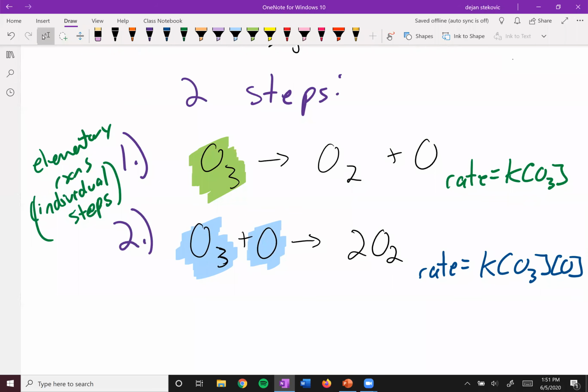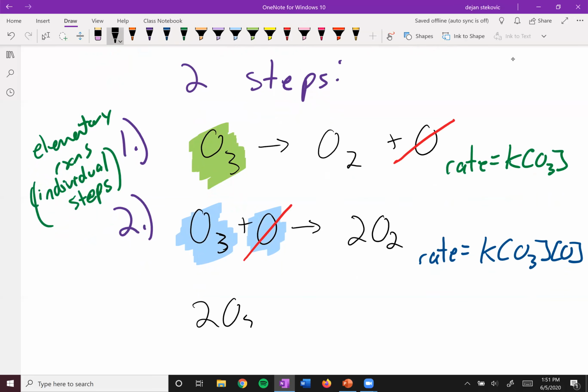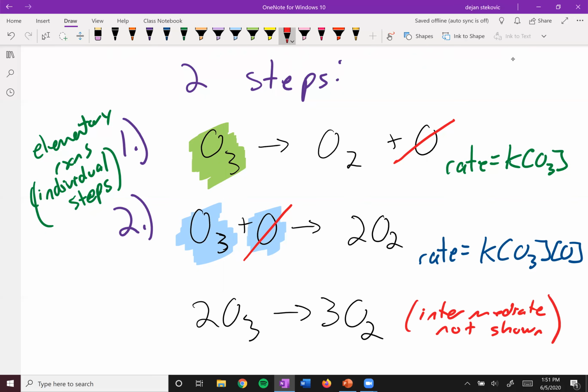And so just like in mathematics, we can sum these two equations to get our final product, and the things that show up on both the left and the right side cancel out with one another. And so this O cancels out with this O, and then we're back to our overall reaction, right? 2 O3s going to 3 O2s. But you'll notice here the intermediate is not shown. So while the overall reaction does tell you the overall process, it misses out some detail, right? It doesn't ever tell you that a single oxygen, a lone oxygen, is part of this reaction mechanism.